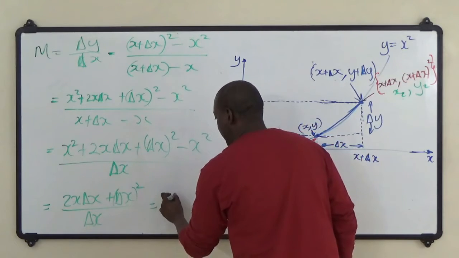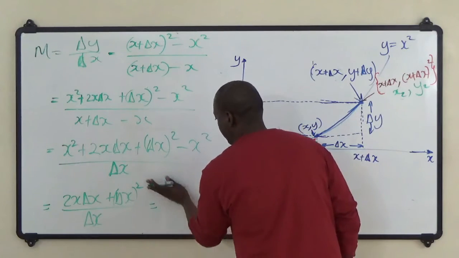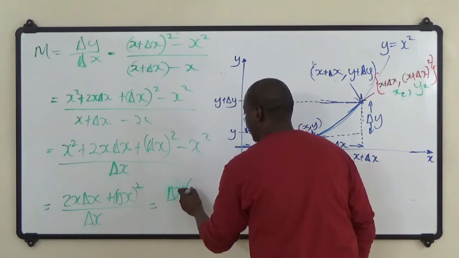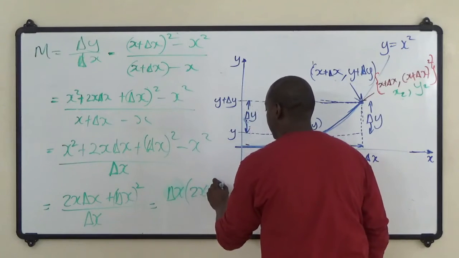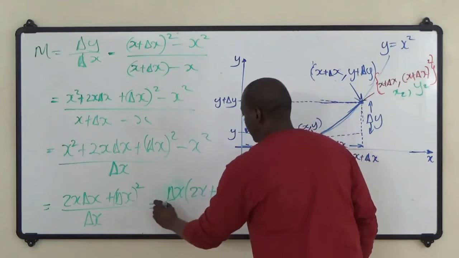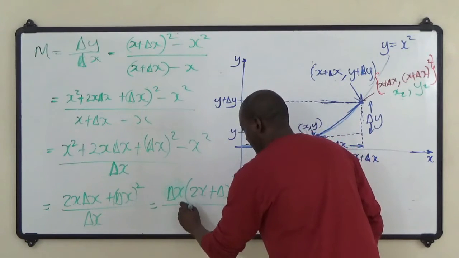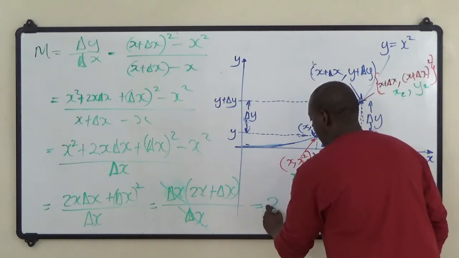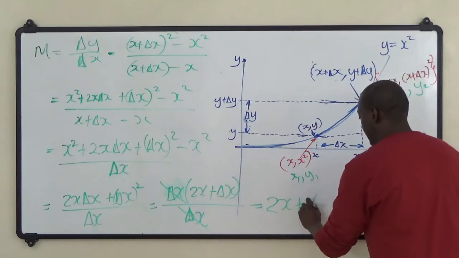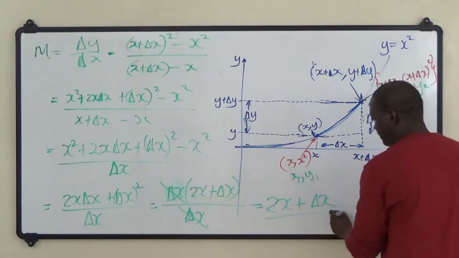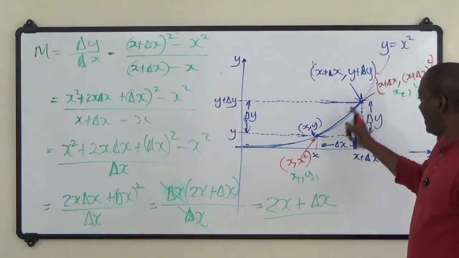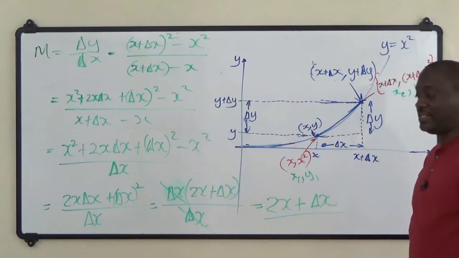We cancel, we factorize. You get delta x into 2x plus delta x all over delta x. Delta x will cancel into delta x, and you'll get 2x plus delta x. So this here is the gradient between any two general points on the curve y is equal to x squared.